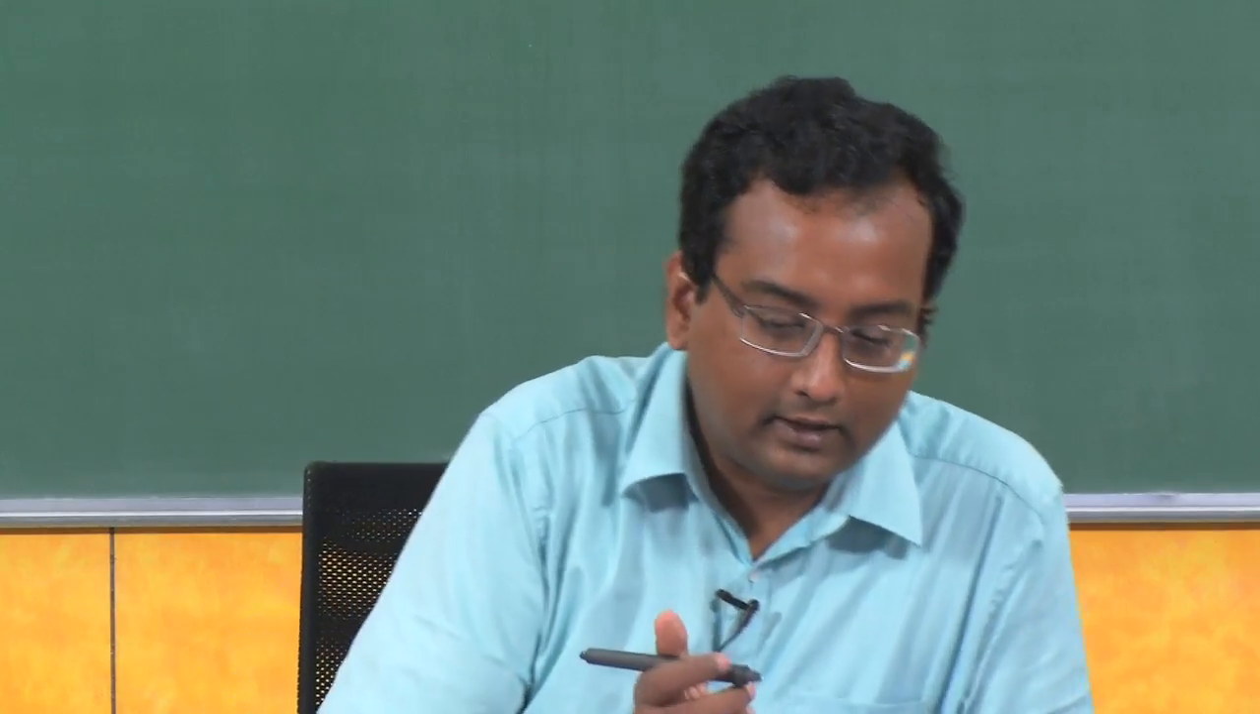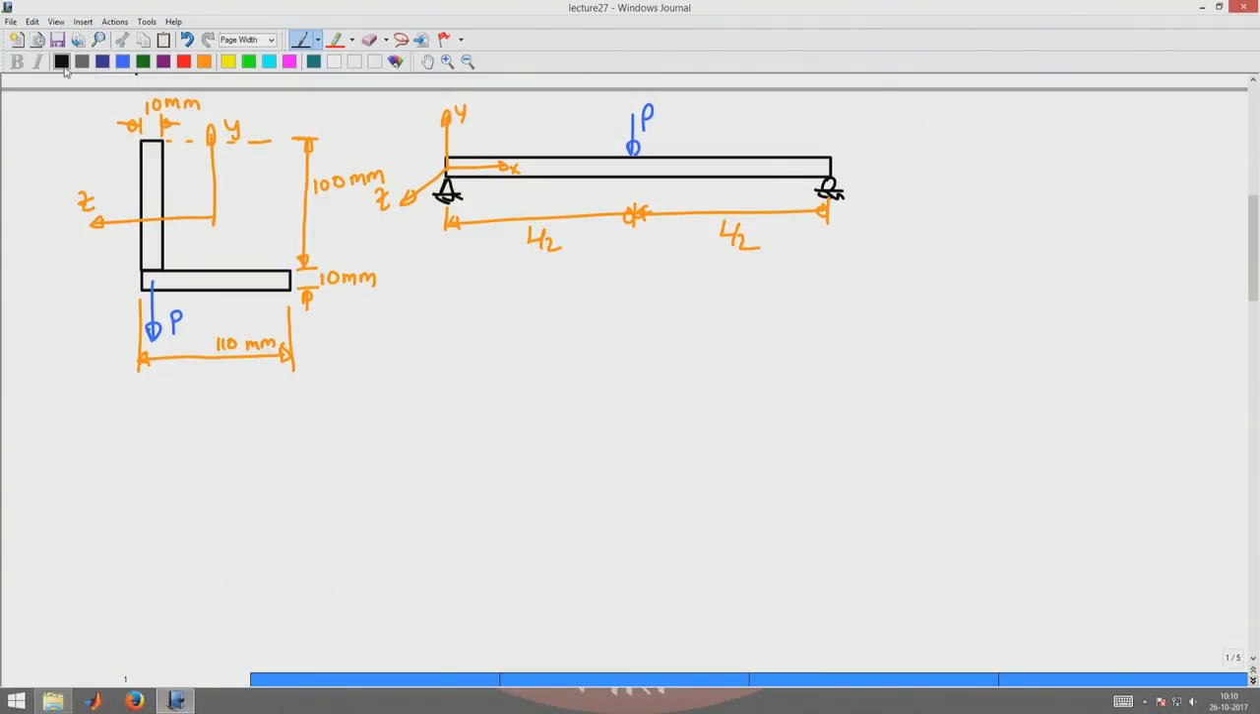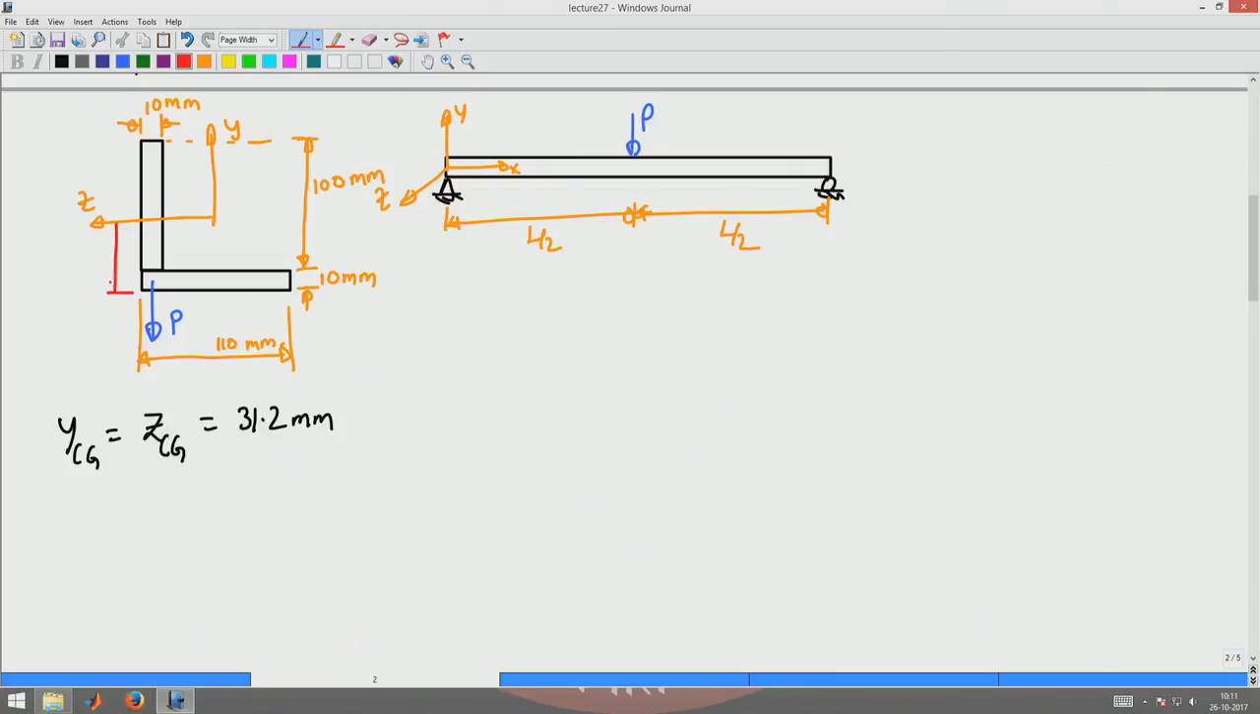For this cross section, since it is an equal angle cross section, you know that the Y centroid and Z centroid would be the same, and that is equal to 31.2 mm. That is, this distance is YCG and this distance is ZCG. Both of them are 31.2 mm.